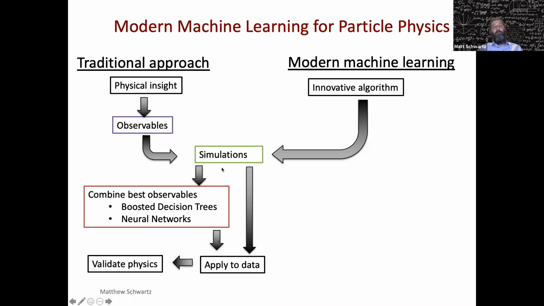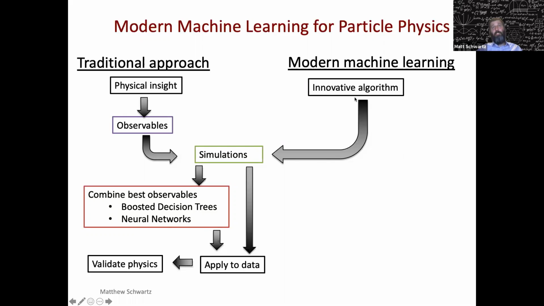So you have some guess, and then you run some simulations like Pythia or Herwig. And then you take the output of these simulations for your observables and you combine the best ones. This is a traditional machine learning approach where you take these high-level observables, things like the number of particles in the jet, or the mass of the jet, or the width of the jet, or the N-subjettiness, or things like that. And you combine them together with a rather simple neural network or another approach. And these are basically equivalent for this process. And then you see if it works, and you apply it to data, and then you validate the physics from the physical insight on the data.